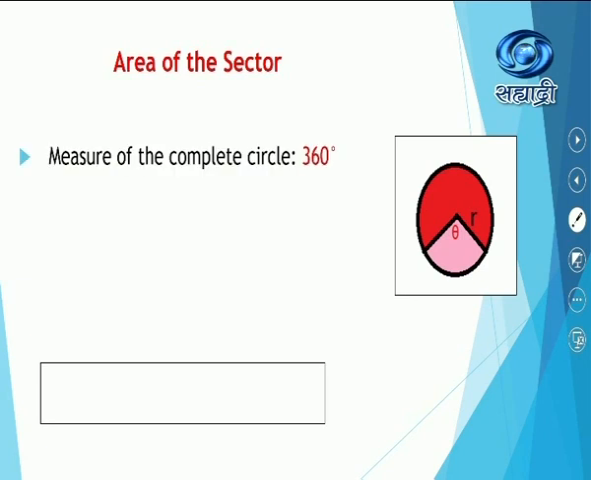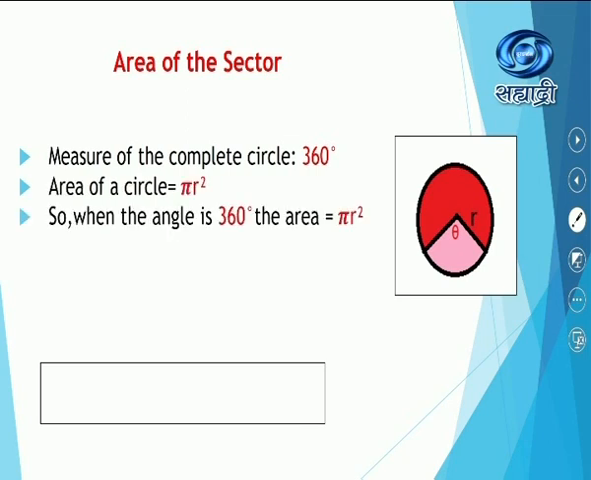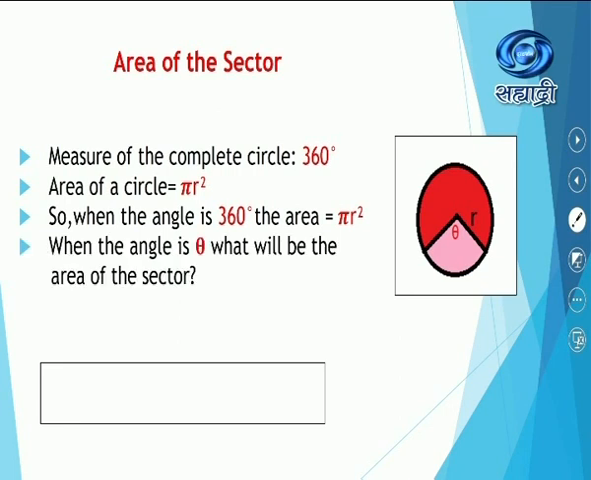You know that the measure of a complete circle is 360 degrees. Area of the circle is pi r squared. So when the angle is 360 degrees, the area is pi r squared. Then when the angle is theta, what will be the area of the sector? Again the same thing, you are going to cross multiply and you will get the formula. Area of the sector is equal to theta upon 360 into pi r squared.